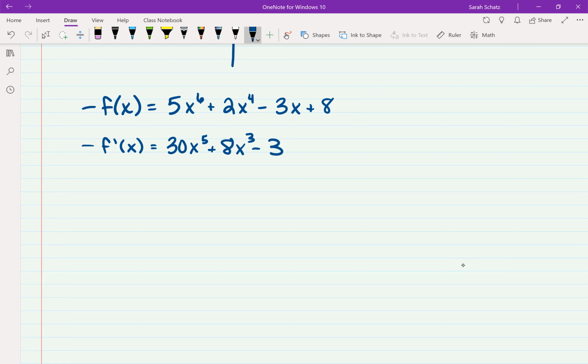Now, to get to the second derivative, I just take the derivative again. I take the derivative of the first derivative. So just do it again. 30 times 5 is 150x to the 4th plus 24x squared. You guys, that is the second derivative.